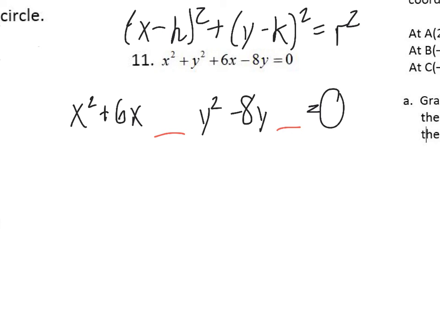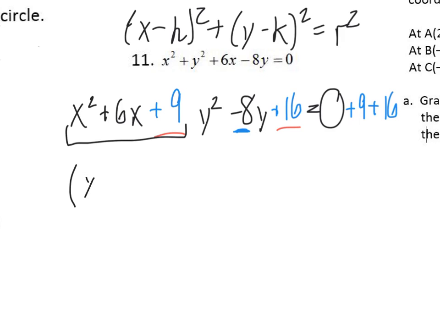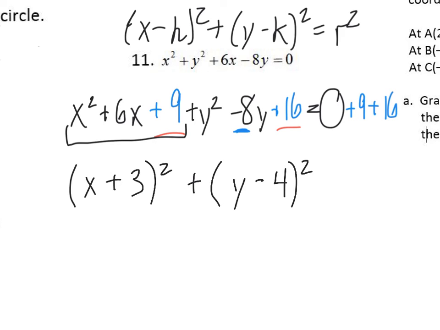All right, looks like on the left-hand side for my x's, I'm going to add 9 once again. And if I take half of -8 and square it, that's going to give me positive 16. So I know I'm going to add 9 and 16 over on the right-hand side. So now I just need to go through and factor this. That's going to give me x plus 3 squared. Then I'm going to have y minus 4 squared, because this sign is negative, and then it's going to equal 25.